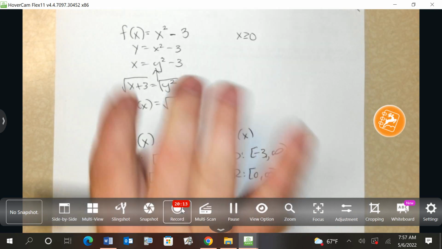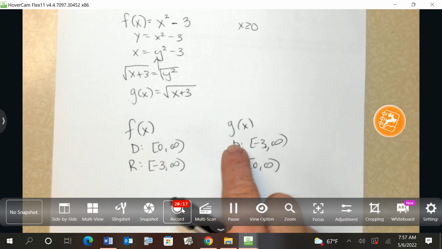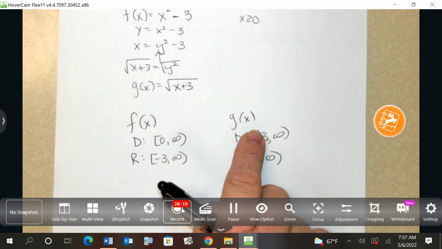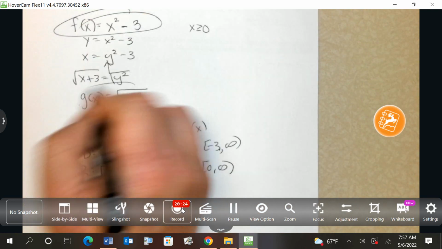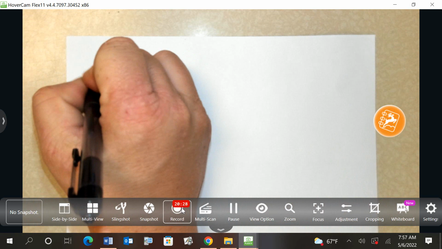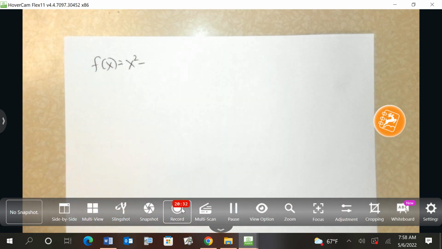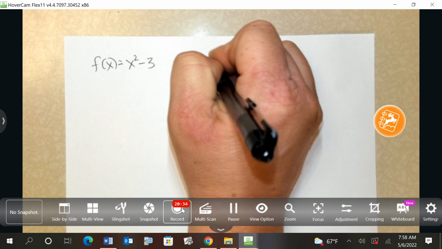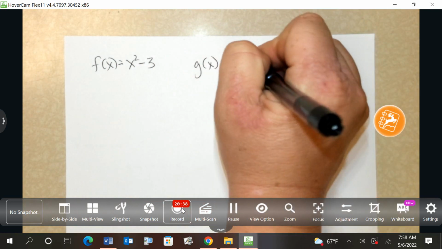So what we've done so far is we've identified what the inverse is, and we've identified the domain of the inverse. Next, we're going to use composition of functions to prove that, in fact, these two are inverses of one another. So I'm going to write this down. We're given that f of x is equal to x squared minus 3, and g of x is equal to the square root of x plus 3.